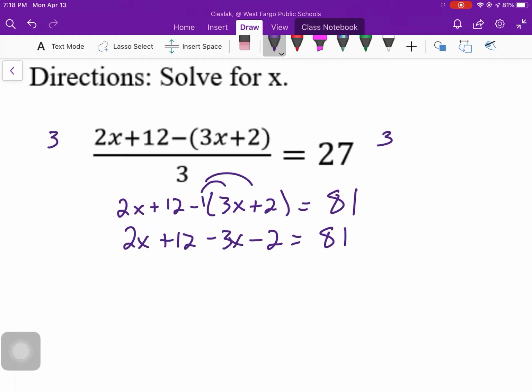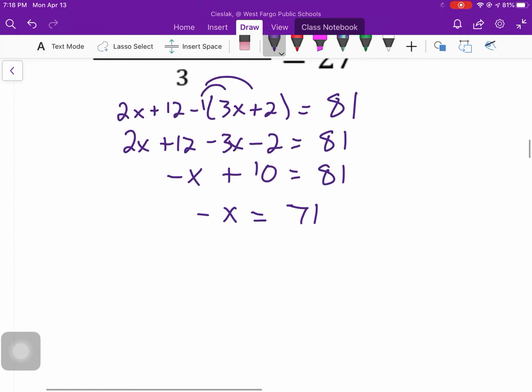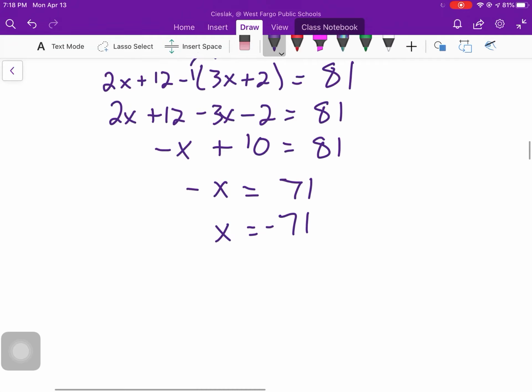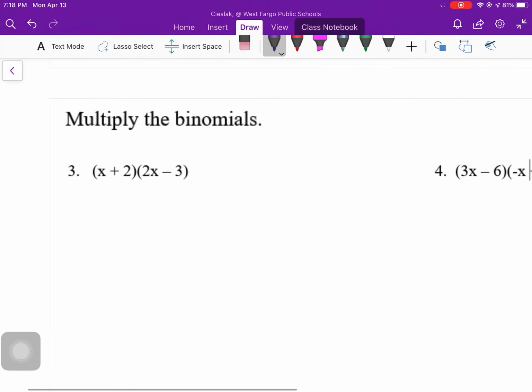2x minus 3x is going to give me negative x. 12 minus 2 is going to be plus 10 is equal to 81. This is going to give me negative x is equal to 71. To get x by itself, divide or multiply by negative 1, and I get x is equal to negative 71. Okay. So then we get into actually doing stuff that's going to involve quadratics.